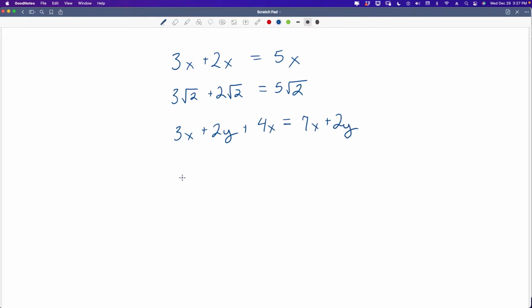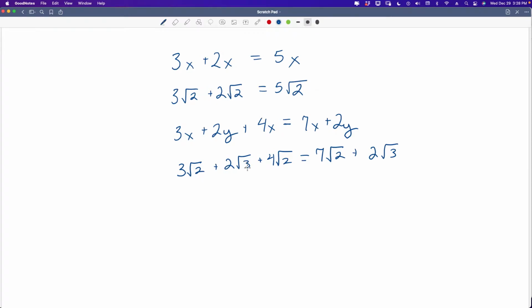The same thing is true for the radicals. If I have 3 times the square root of 2 plus 2 times the square root of 3 plus 4 times the square root of 2, what I end up with would be 7 times the square root of 2 plus 2 times the square root of 3. Why? Because there are no other terms that have the variable square root of 3. Because that's what we're treating it like. We're treating it like its own unique variable.